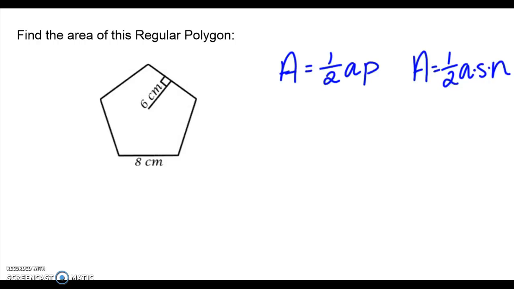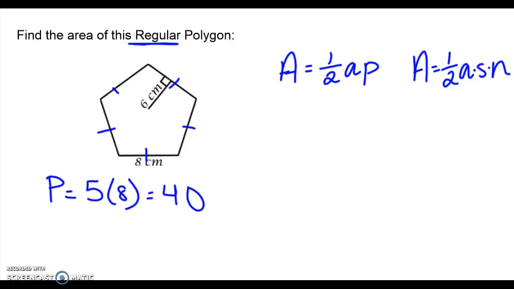So first I need to find the perimeter of this shape. Okay, I'm assuming that, well, they told us a regular polygon, so I can use one of these formulas. Okay, I have a pentagon here, so to find the perimeter, I'm going to take 5 times 8, which gives me 40. Okay, so over here, I'm going to plug in what I know. I know the apothem is 6 because it's the perpendicular segment from the center of the polygon times the perimeter.